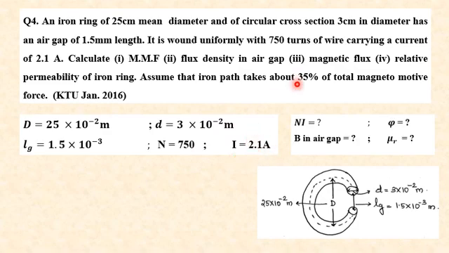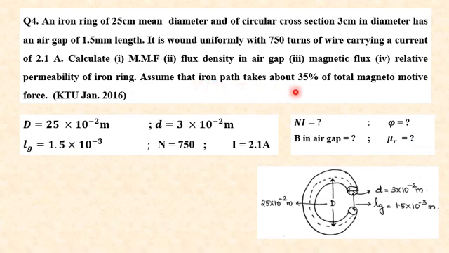So in the question we are asked to find the total MMF, that is Ni, as well as the flux density in the air gap, that is B. Then the total magnetic flux, that is phi. Then the relative permeability of the iron ring, that is mu r. So these are the parameters that we have to find.